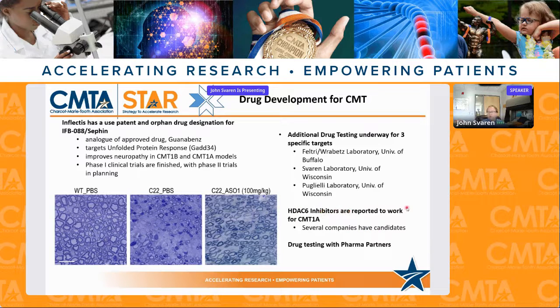And so we're hoping that this will progress along and perhaps even come to clinical trials within a year or two or so. And then finally, as I mentioned, we've set up resources for drug testing to occur with pharmaceutical partners. And this is going to hopefully also bring new candidates that will also come to clinical trials as well. So again, we have a fairly comprehensive program for testing different drugs in parallel to the genetic therapies that I was just telling you about.